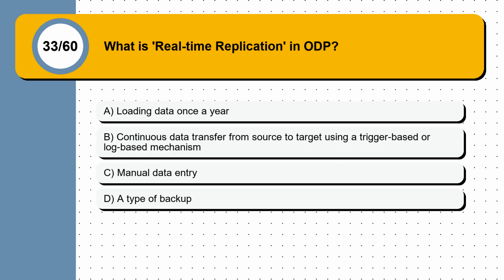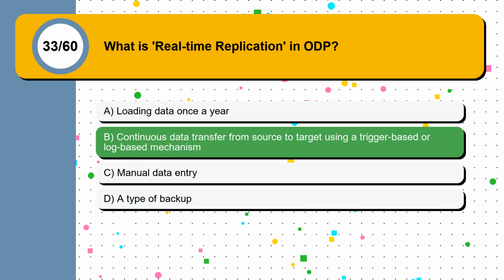Question 33. What is real-time replication in ODP? Option A, loading data once a year. Option B, continuous data transfer from source to target using a trigger-based or log-based mechanism. Option C, manual data entry. Option D, a type of backup.